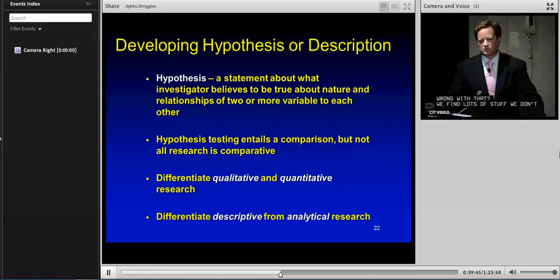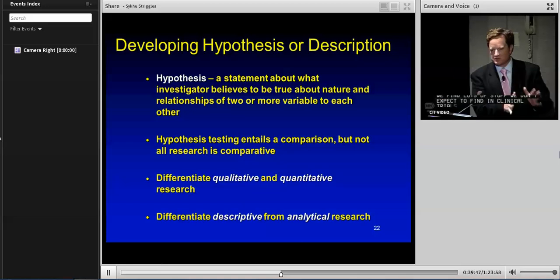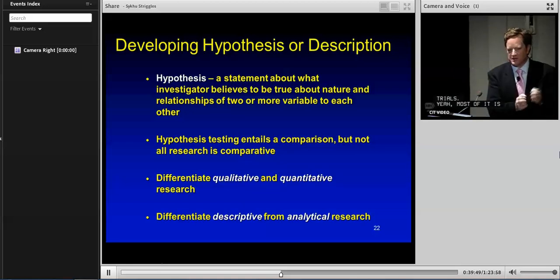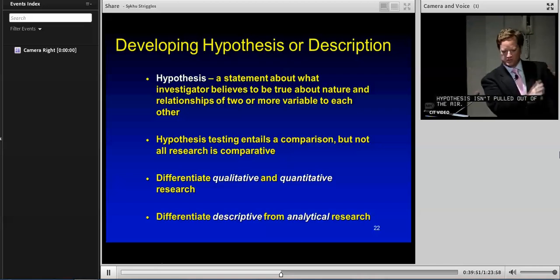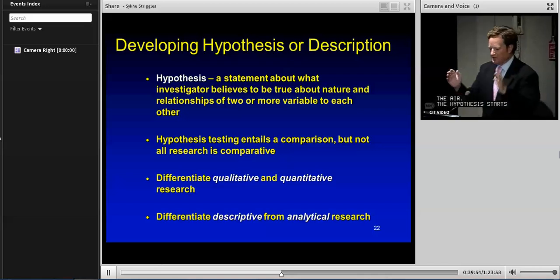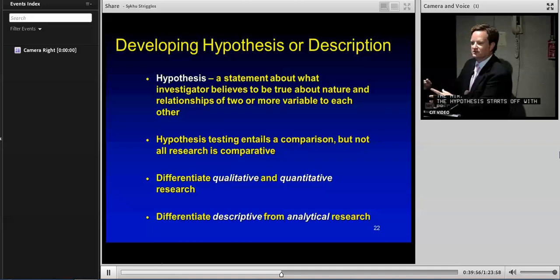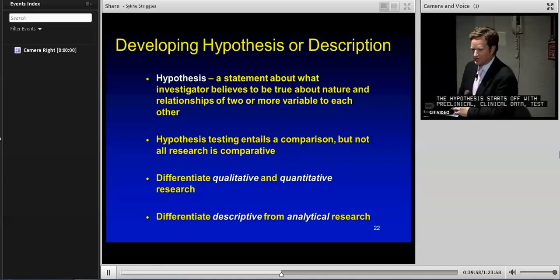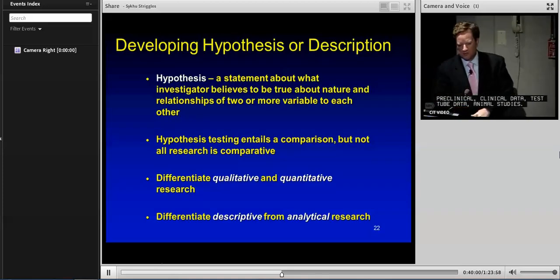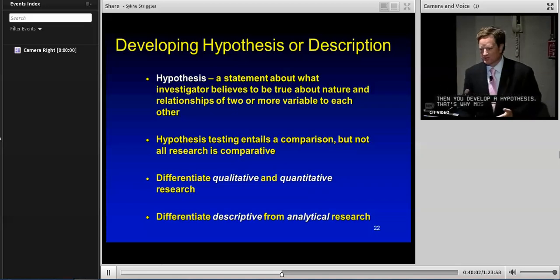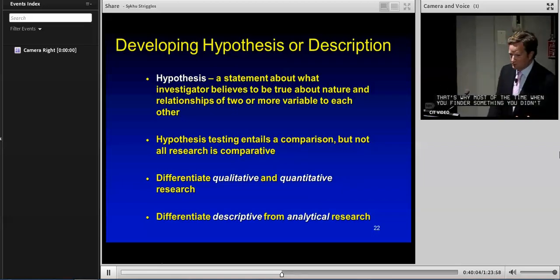And the reason most of it's wrong is because a hypothesis doesn't get pulled out of the air. The hypothesis starts off with preclinical, clinical data, test tube data, animal studies, and then you develop a hypothesis of what you expect is going to happen in human beings. That's why most of the time when you find something you didn't expect to find, it's because it really wasn't there to begin with in the first place. And that's the difference between associations and causation.